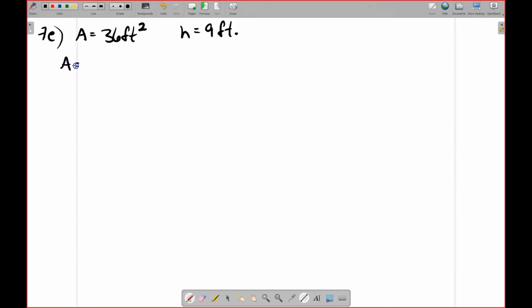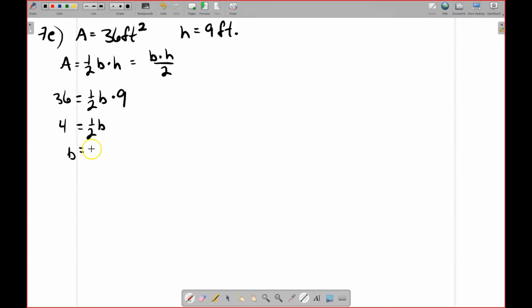The formula for area is half the base times the height, or base times height divided by 2. I know the area, I'm told it's 36, and I'm going to use half the base times the height, which is 9. I can divide the 36 by 9, and I get 4 equals half the base. To get rid of the half, I'm going to multiply both sides by 2, and I get the base is equal to 8 feet.